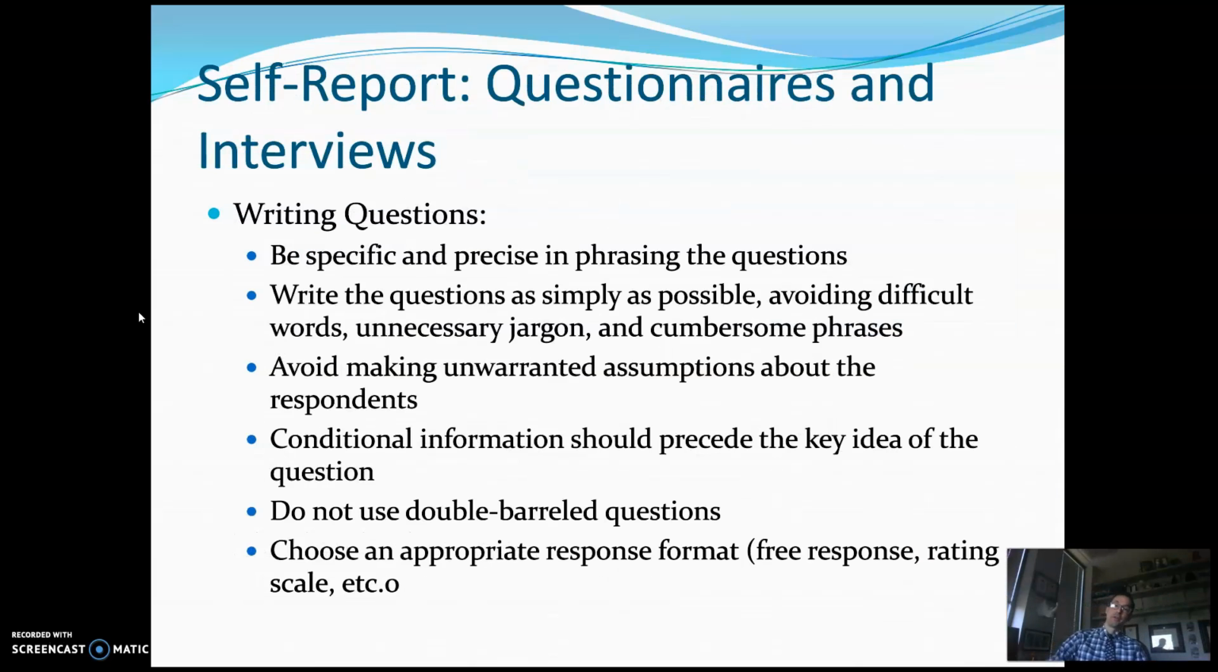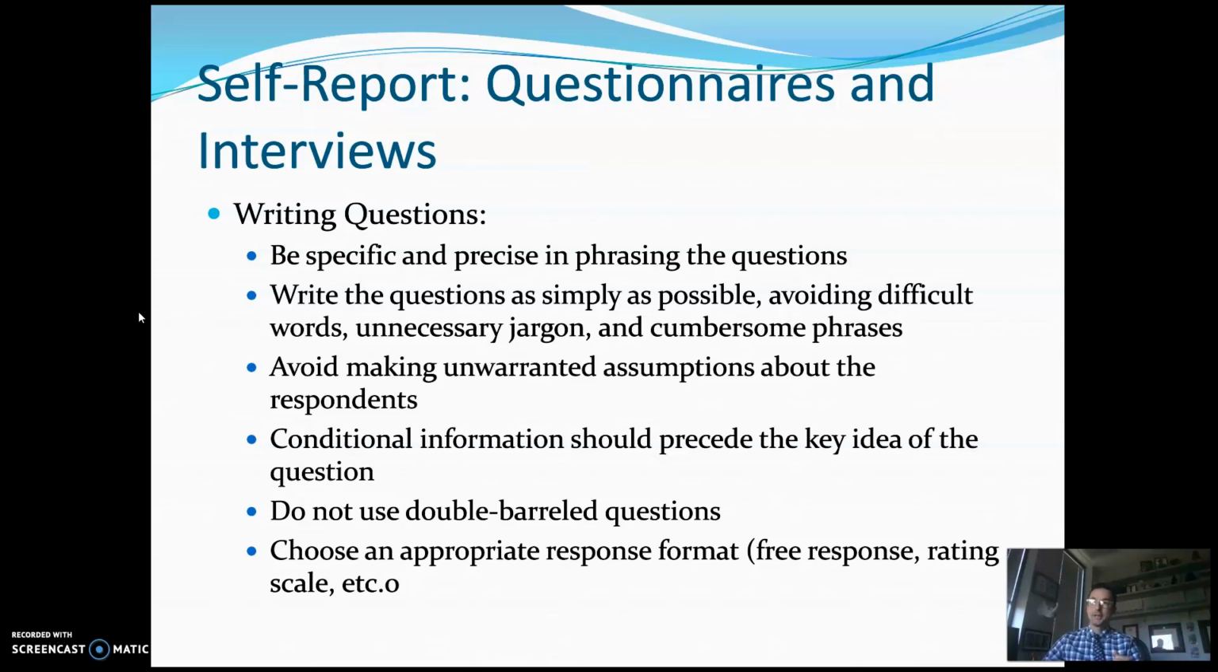Interviews and self-reports. So let's start with questions, right? When we're creating a script for an interview or creating questions for a self-report measure, we want to make sure that we do this with the participant in mind. We want to be specific. We want to make our questions very clear. We don't want to make assumptions, right? We talked about bias already in a previous chapter. We don't want to assume that participants will feel a certain way.